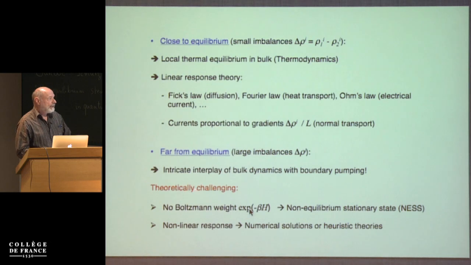So it's theoretically quite challenging because, since we're not in equilibrium anymore, we don't have a Boltzmann weight to describe our ensemble. Instead, we have a non-equilibrium steady state, a stationary state, which is often abbreviated NESS. And since the response will in general be nonlinear, we cannot apply these theories, but we have to rely on either numerical solutions or on heuristic theories. That's the standard setting.